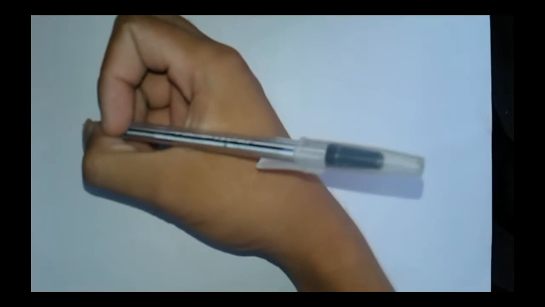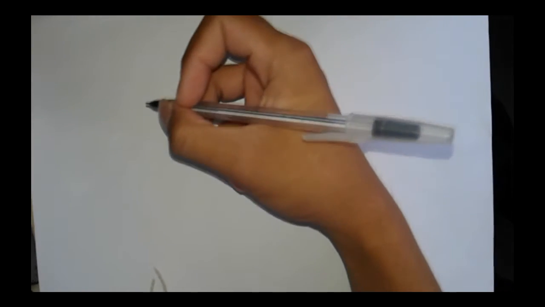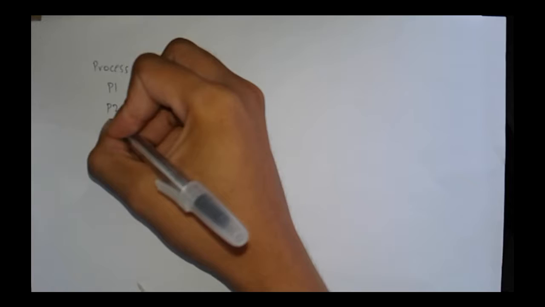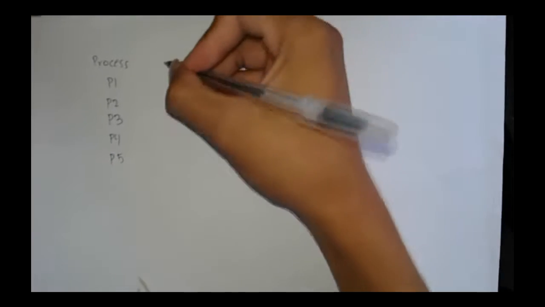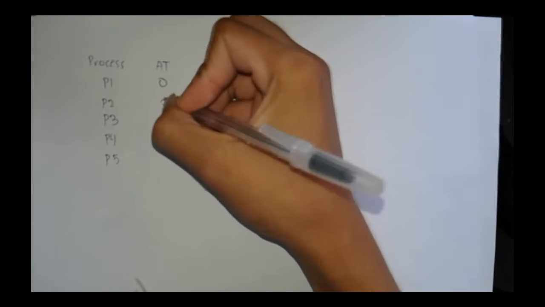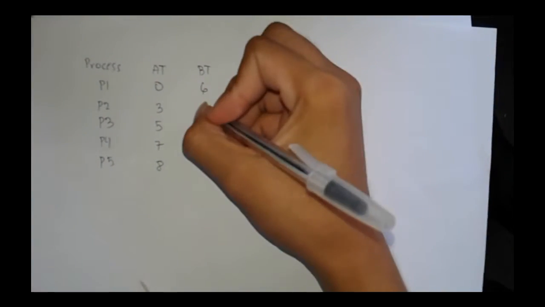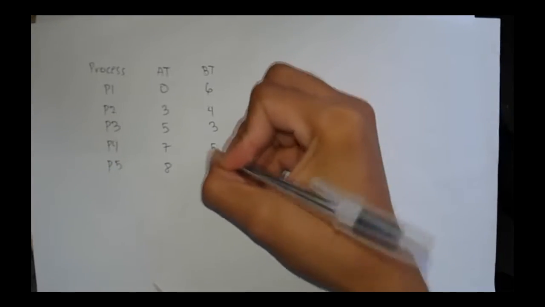So, I'm going to do the shortest job first non-preemptive algorithm. For example, we have 5 processes: P1, P2, P3, P4, and P5, with arrival times of 0, 3, 5, 7, and 8, and burst times of 6, 4, 3, 5, 2.